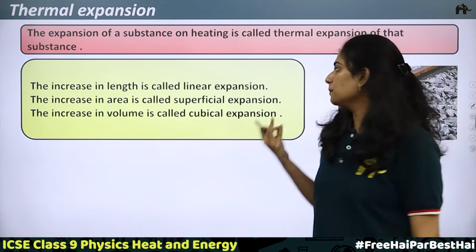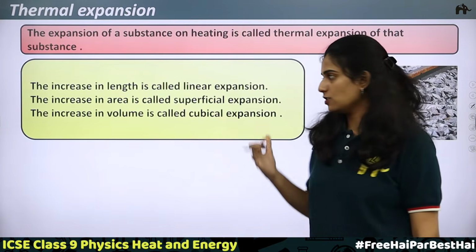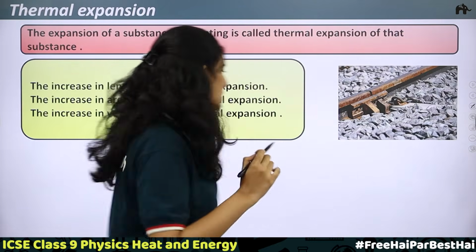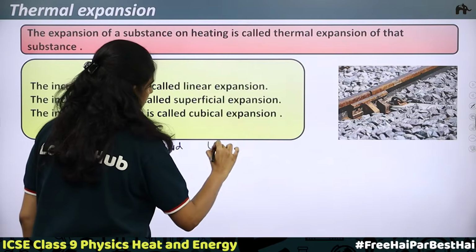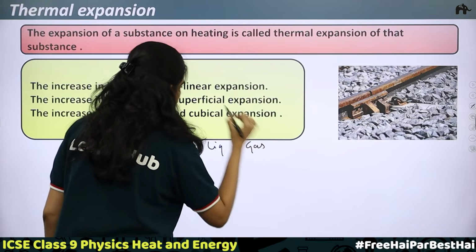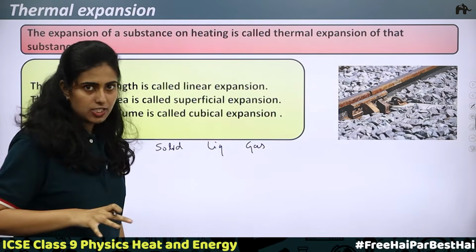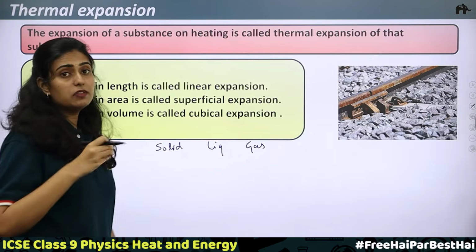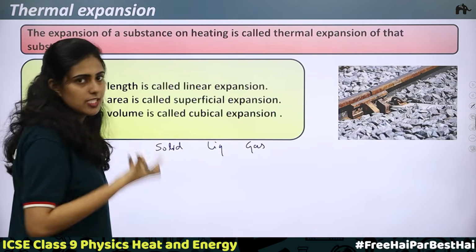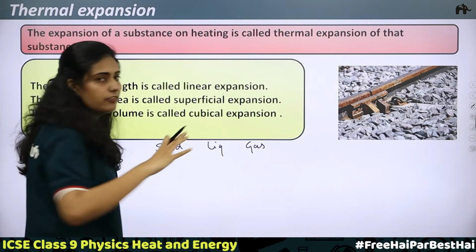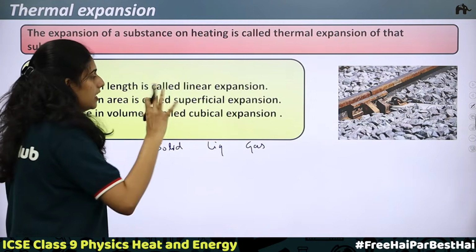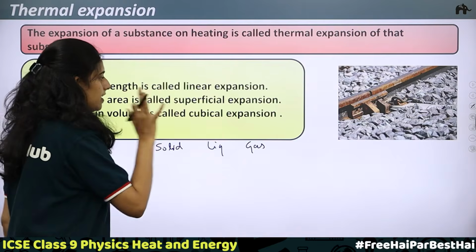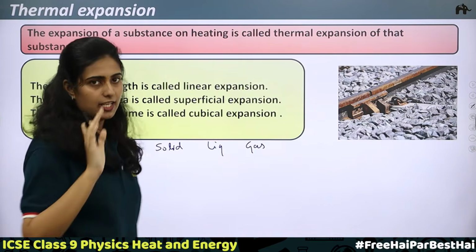Linear expansion, superficial expansion, cubical expansion. So, what are they? We will be discussing the cases of solids, liquids and gases. We know that solids have a definite shape. What about liquids? Liquid will take the shape of the container in which it is kept. In case of gas, there is no shape. So, when you take a solid, there are three types of expansion possible: linear expansion, superficial expansion, and cubical expansion.